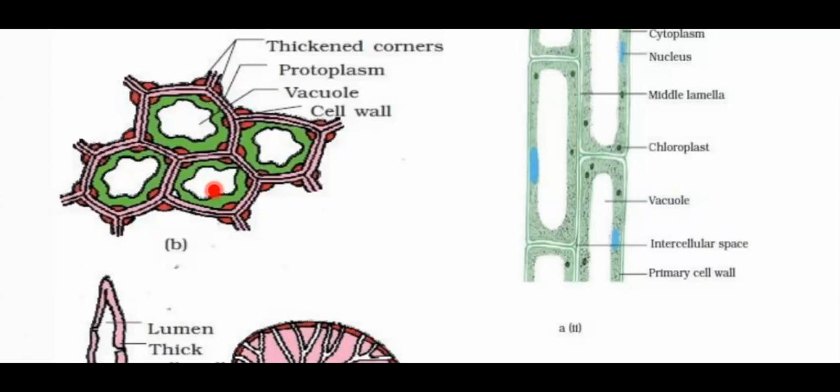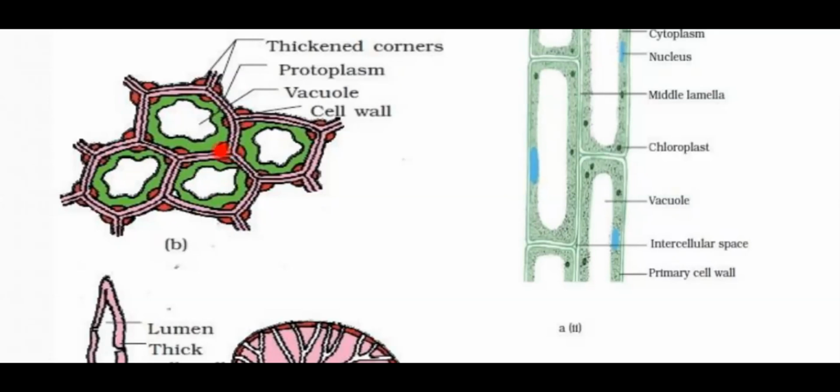And this thickening is due to deposition of cellulose, hemicellulose, and pectin substances. Okay, and the cells can be oval in nature, spherical or polygonal. They are usually having chloroplast. Okay, and they do not show presence of intercellular spaces, and as I said, they are usually having chloroplast, so they take up the function of photosynthesis.